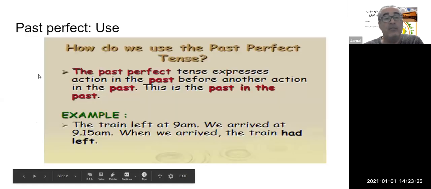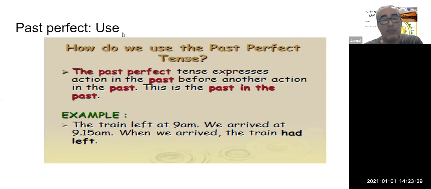Good. Let's move on and try to understand when we use the past perfect. It is usually connected to the use of the past simple. Okay. But we have to know when to use the past perfect. The past perfect, as it says here, expresses an action or actions in the past before another action in the past. Okay, this is the past in the past.